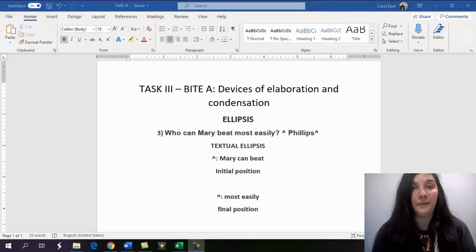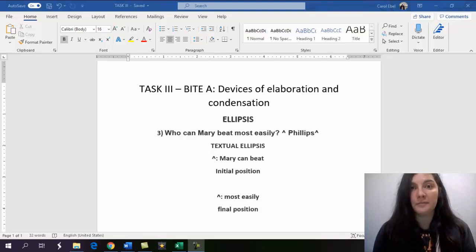In exercise number 3, we have a double case of textual ellipsis. In order to analyze this answer, which is really short, first you need to bear in mind the information covered in the previous question. Please note this question inquires about who is the easiest opponent for Mary. This means Mary is a better player than somebody else. The answer in this case is just giving us the name of the person who Mary can beat most easily.